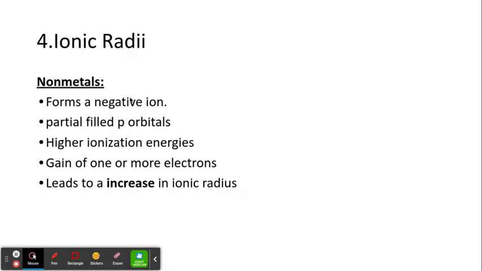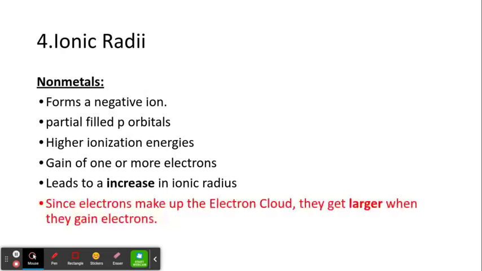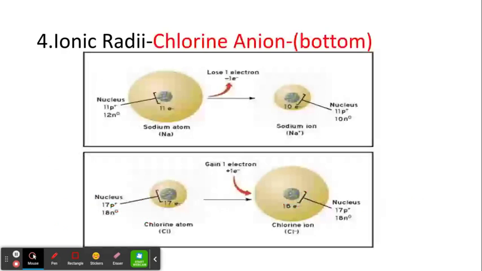Now, nonmetals, they're the ones that form a negative ion. Okay, they have partially filled p orbitals. They have a greater ionization energy. They gain 1, 2, 3 electrons, okay, to fill in those half-filled orbitals, which leads to an increase in ionic radius. Okay, since electrons make up the electron cloud, they get larger when they gain electrons.